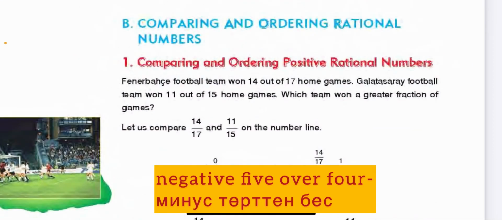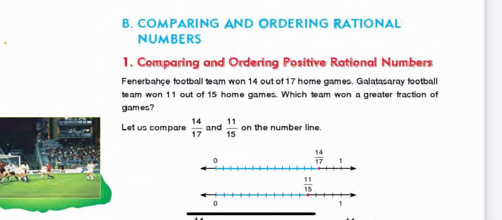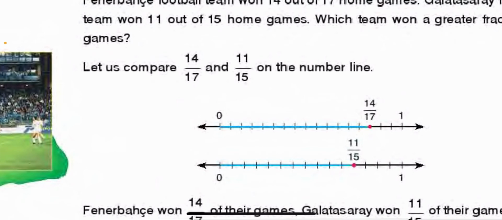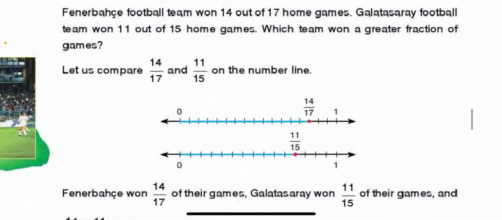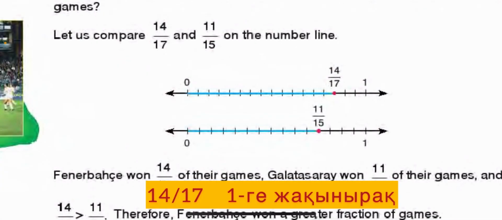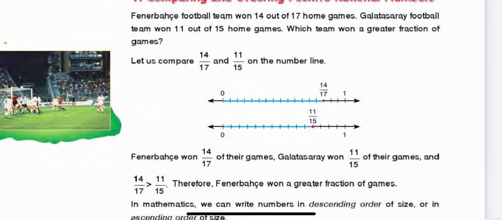There exists a problem also about comparing and ordering rational numbers. Let us compare 14 over 17 and 11 over 15. To compare these, we draw them on the number line, and we can see that 14 over 17 is closer to 1, so that's why it is larger and bigger than 11 over 15. So 11 over 15 is less than 14 over 17.